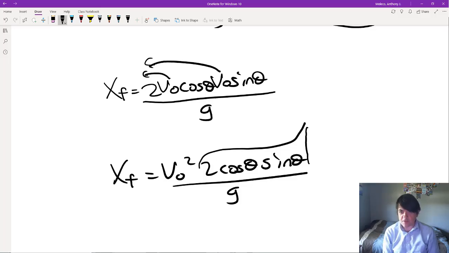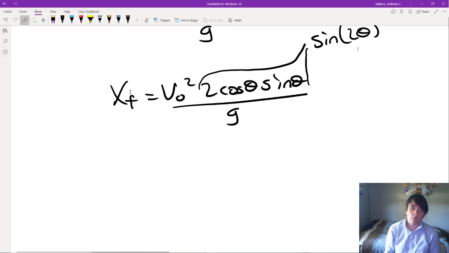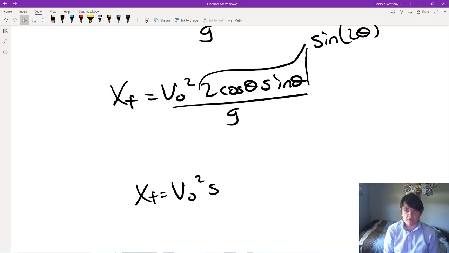So 2 cosine theta sine theta is equal to sine of 2 times the angle. Okay, so that's where that comes from. And so once you plug that in, you get our final formula.